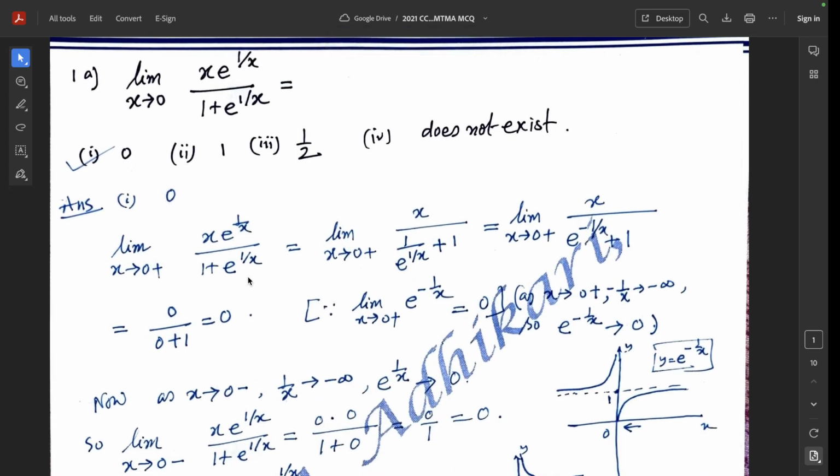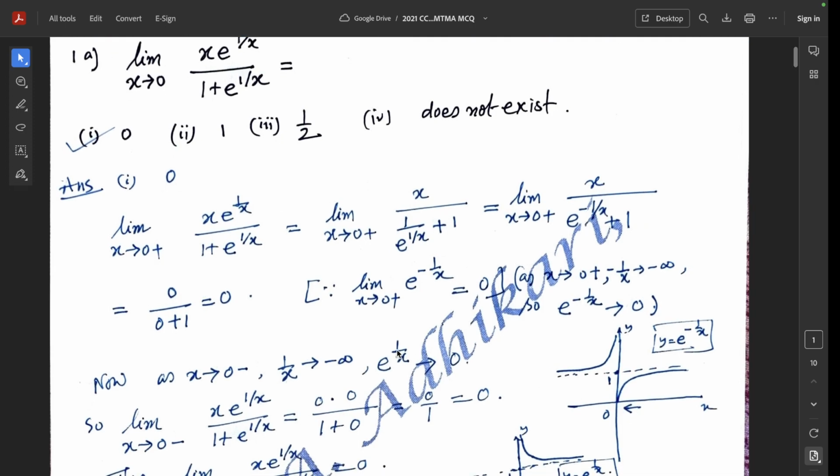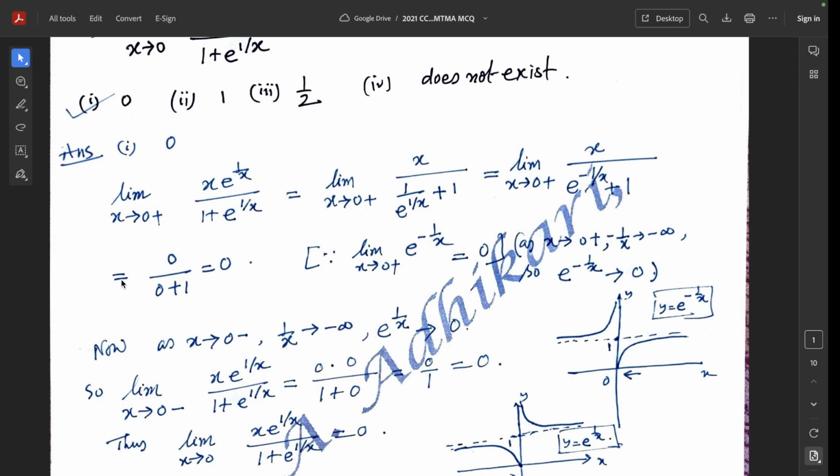Now, limit x tends to 0 plus: dividing by e to the power 1 by x in numerator and denominator both, we get e to the power minus 1 by x, and as x tends to 0 plus, e to the power minus 1 by x goes to 0. So this is 0 divided by 0 plus 1, which is equal to 0. The right hand limit is 0.